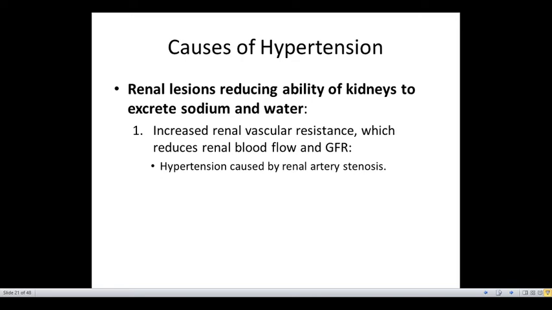The first of such lesions is the increased renal vascular resistance, which reduces renal blood flow and the glomerular filtration rate. And the example is the hypertension caused by renal artery stenosis.